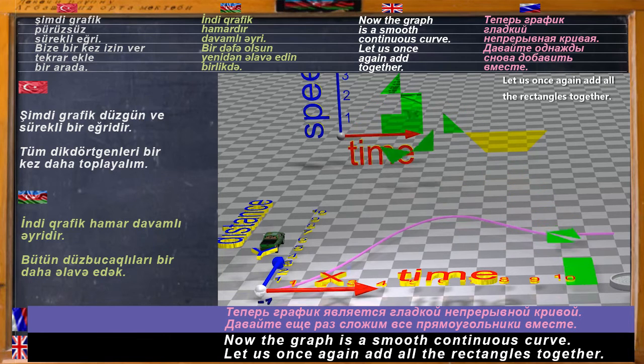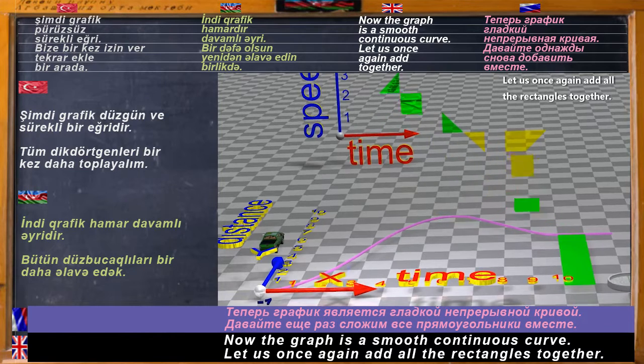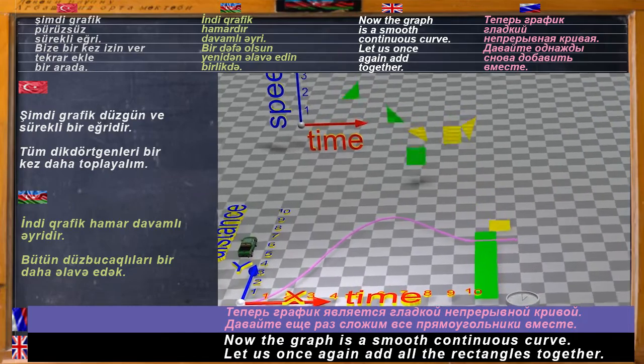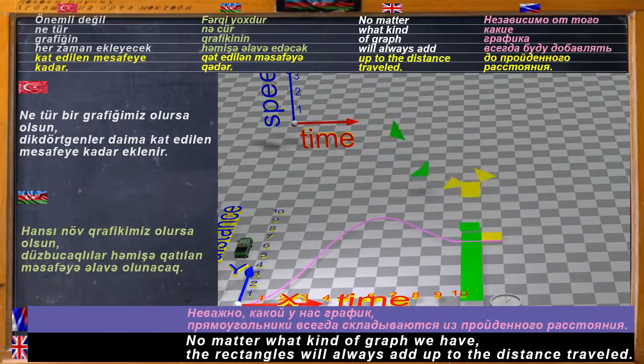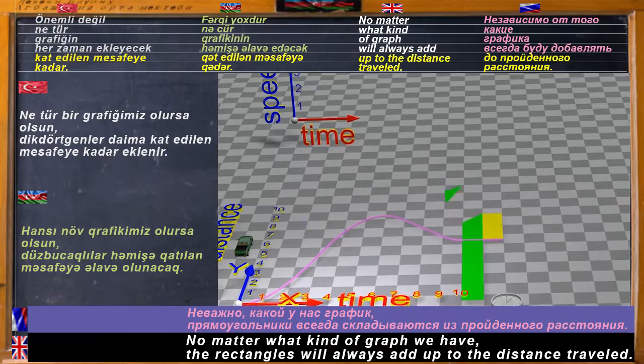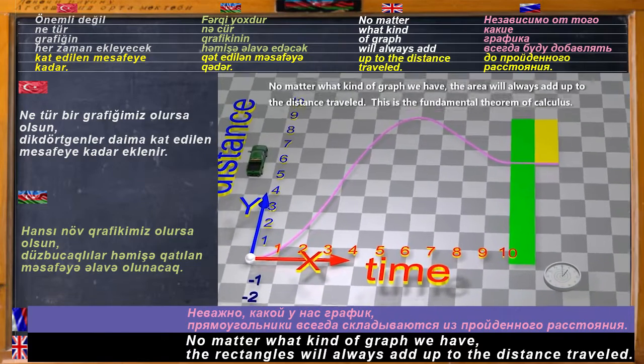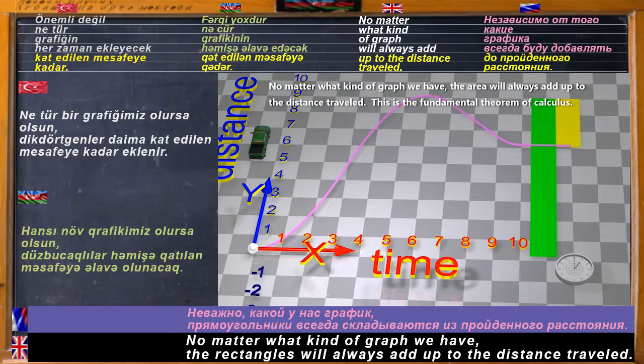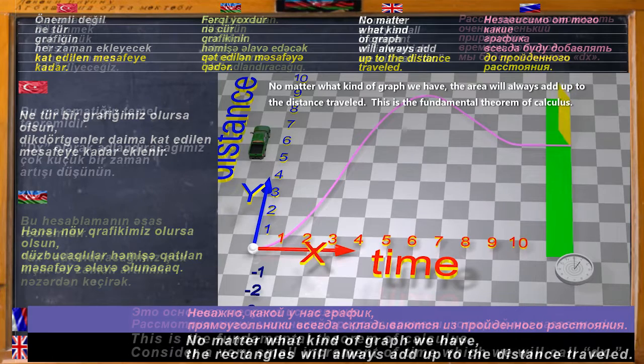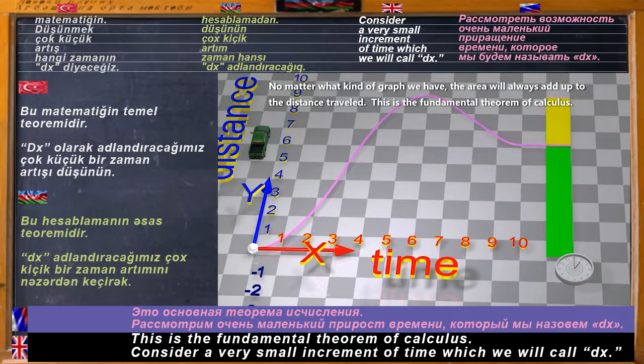Let us once again add all the rectangles together. No matter what kind of graph we have, the rectangles will always add up to the distance traveled. This is the fundamental theorem of calculus.